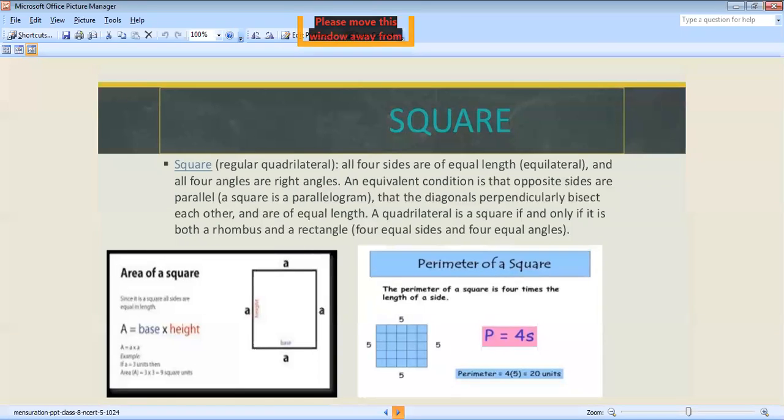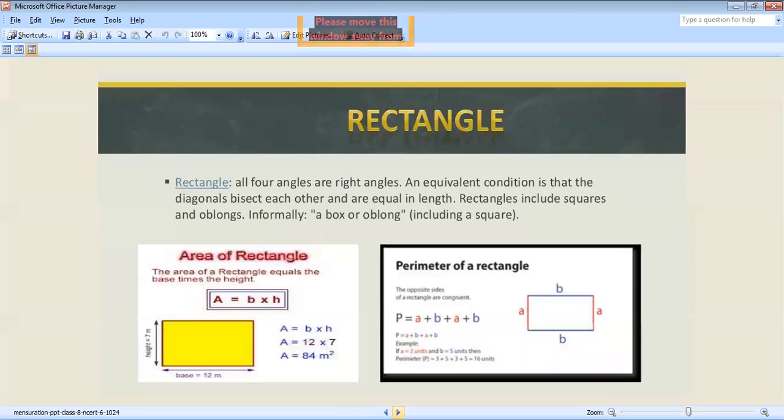Next is the rectangle. So the perimeter of a rectangle: we have to add all four sides, A plus B, A plus B. That is A plus A is 2A, B plus B is 2B. Taking 2 as common outside, 2 into A plus B. Perimeter of a rectangle is 2 into A plus B.